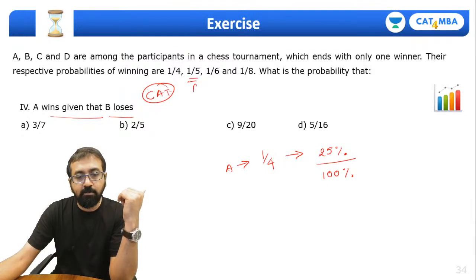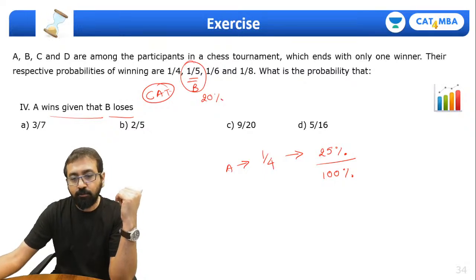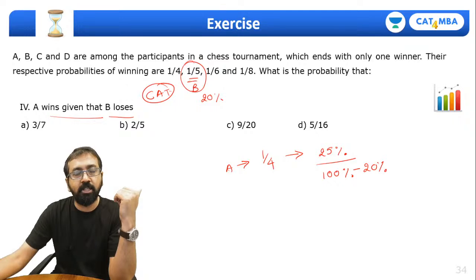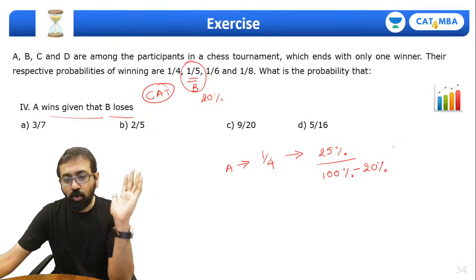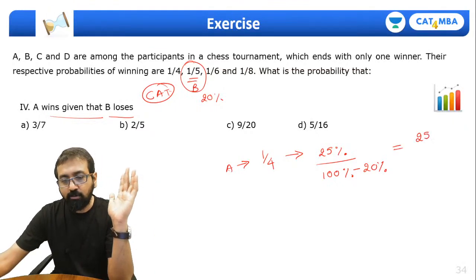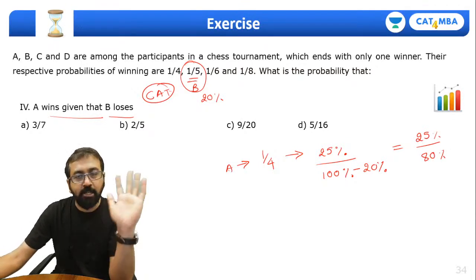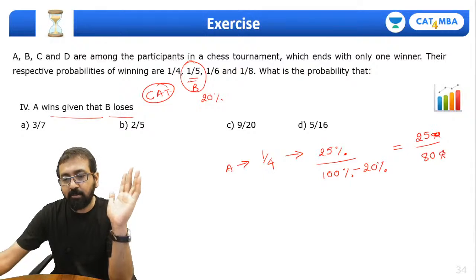What is the probability of B winning? 1 by 5. So in terms of percentage, it is 20%. Now you know B is not winning. So this 20% will be removed from the denominator because B is not there. So what is the probability of A winning now? It will be 25% out of the remaining 80%. The 20% is gone, or you can say 25 by 80, which is nothing but 5 by 16.